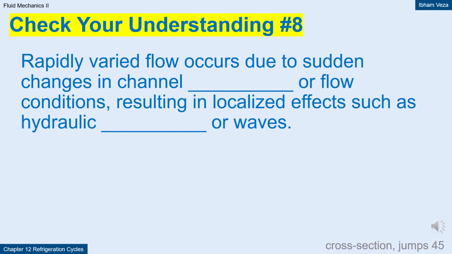Check your understanding. Number 8. This question emphasizes that rapidly varied flow is caused by sudden changes in cross-section or flow conditions. The effects are local and often accompanied by hydraulic jumps. This phenomenon cannot be analyzed using the gradually varied flow approach. Understanding this difference is important to choose the correct analysis method. The correct answer shows an understanding of the basic nature of rapidly varied flow.